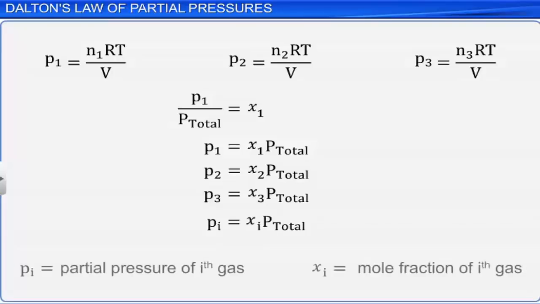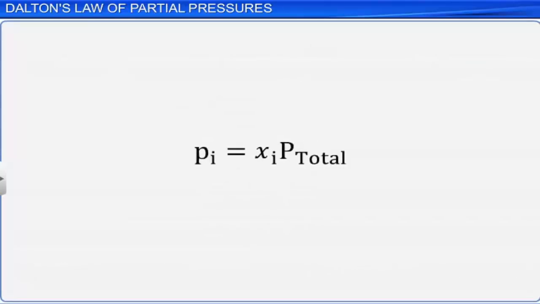Thus, if the total pressure of a mixture of gases is known and the mole fraction of the gas is known, then the equation Pi equals xi multiplied by P total is used to calculate the pressure exerted by an individual gas.